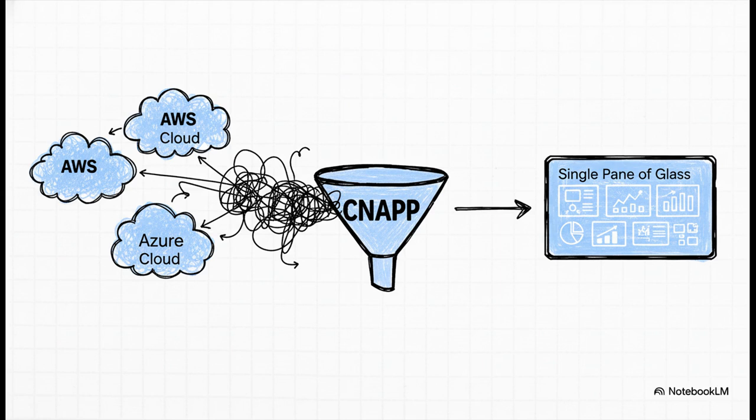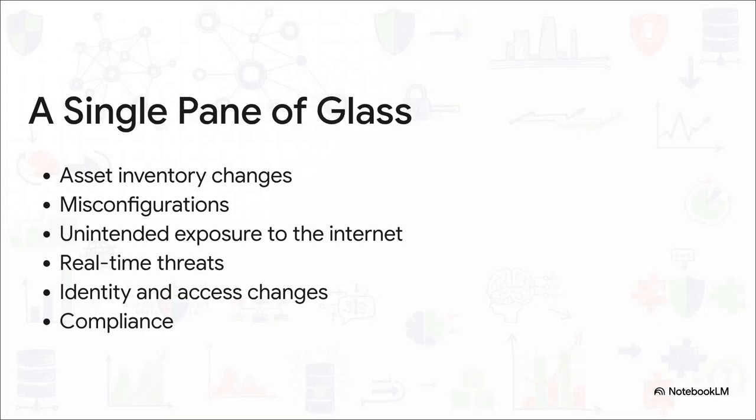Now, don't worry about the name, Cloud Native Application Protection Platform. You don't need to remember it. Just remember what it does. It plugs into all your cloud services, your AWS, your Azure, your Google Cloud, and gives you one single unified dashboard. It's what we call a single pane of glass to see absolutely everything. And having this single view is honestly a game changer.